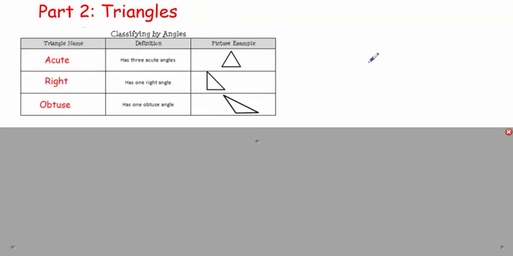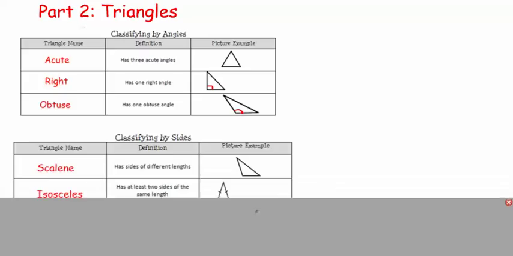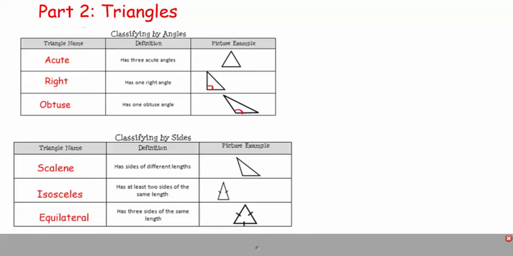All right, check them by their angles. Three acute angles, that's obviously an acute triangle. If it has one right angle, then it's a right triangle. If it has just one obtuse angle, then it's considered an obtuse triangle. All right, let's look at it by its sides. I think this is a little bit more difficult for you guys to see.